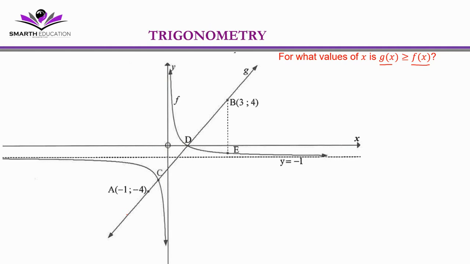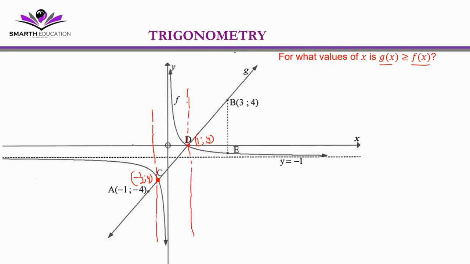So where is g of x above f of x? We have the point C here, and the x coordinate is negative 1 over 2. And then we have point D here. The x coordinate is 1. We want to find where g is above f of x. Let's divide this into sections like this. And then we have this section here.